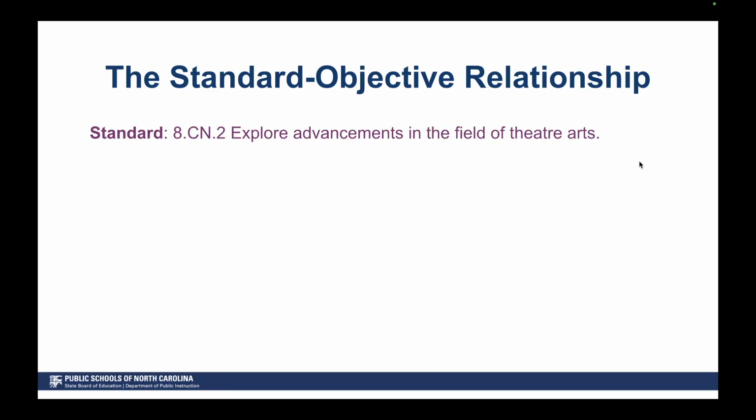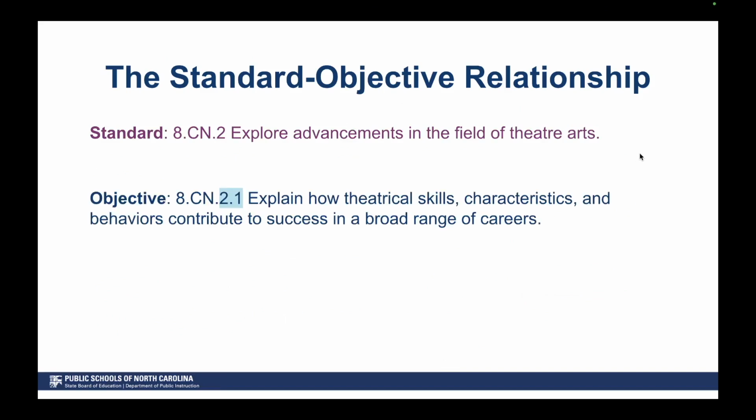We're going to take a look at a middle school example. Now we're into CN2, which, as a reminder, is exploring advancements in the field of theater arts. And if we have the objective from 8CN 2.1, we are specifically looking at explaining how theatrical skills, characteristics, and behaviors contribute to success in a broad range of careers.